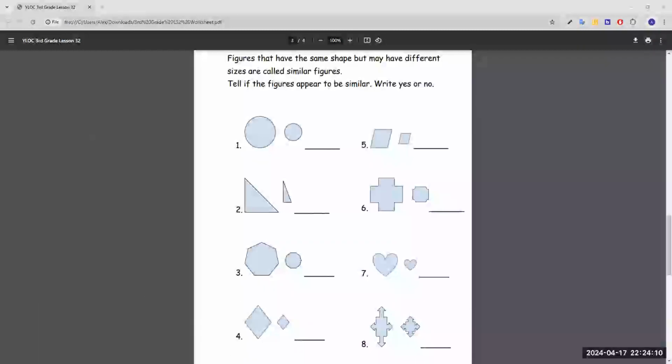Moving on to number four, we have two diagonals, but the one on the right is just smaller, so they are similar figures. Number five, we have two parallelograms, and they're just different sizes, so yeah. Number six, these two figures are not the same shape, so they would not be similar. Number seven are both hearts, so they would be similar.